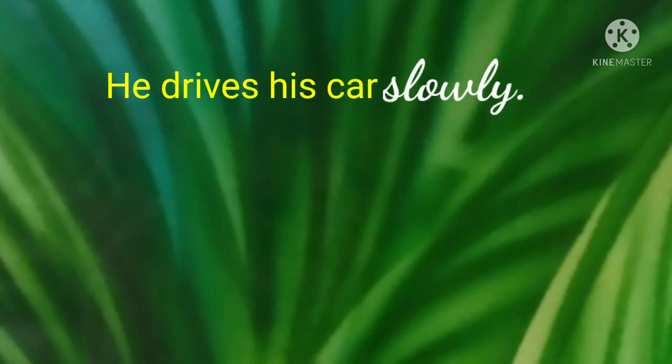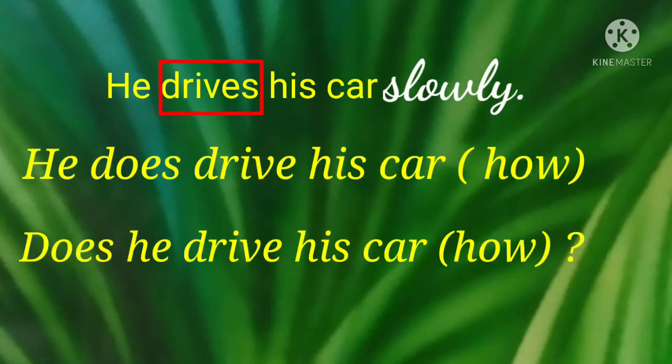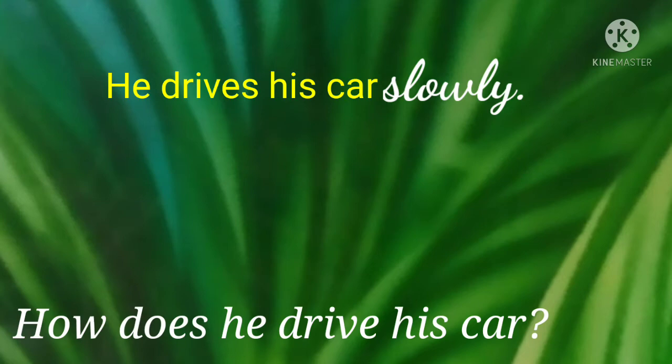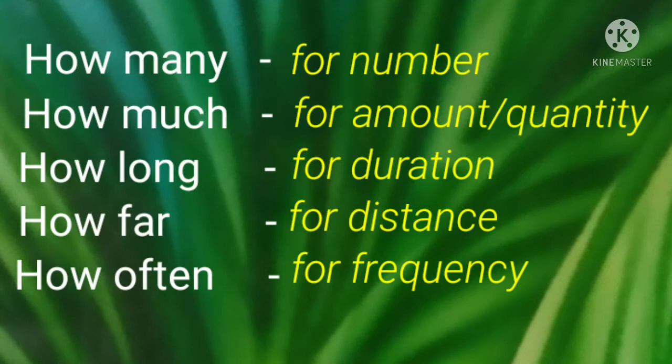Now look at this sentence. He drives his car slowly. Slowly in italics. Then you get, how does he drive his car? How does he drive his car? He drives his car slowly. Now instead of using one WH word, sometimes you may have to use a phrase.